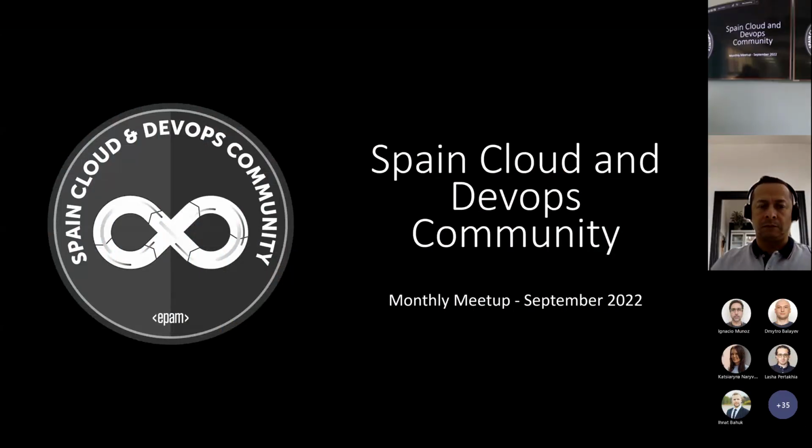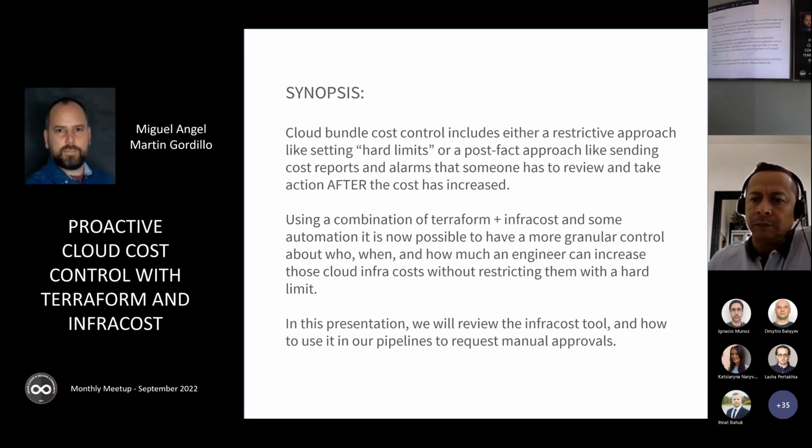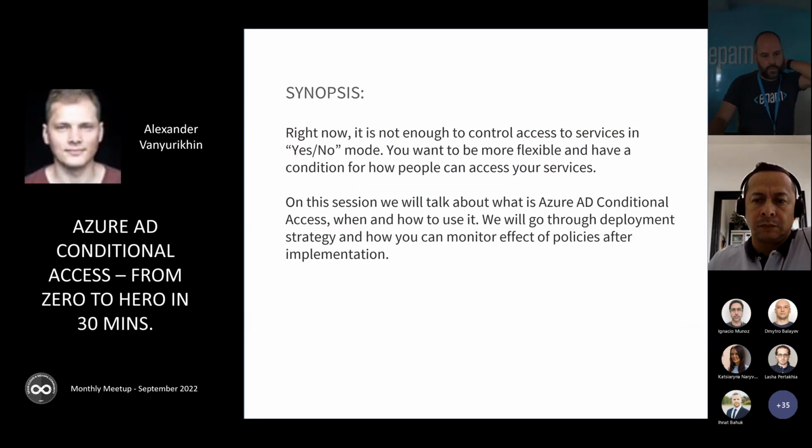I will share my screen. That's why I don't like this one, because it's slow. All right, I think all of you are already watching the presentation. This is going to be our monthly meetup for the September month. We already presented ourselves. I will be talking about proactive cloud cost control with Terraform and Infracost. My colleague Alexander is going to talk about Azure Conditional Access.